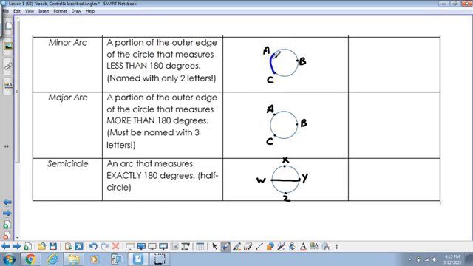That's a minor arc. We would name it with two letters, the endpoints, AC. And we give it a little symbol that looks like an arc. We don't want to give it a segment symbol because it's not a segment. It's a part of the outside of the circle, which is round.